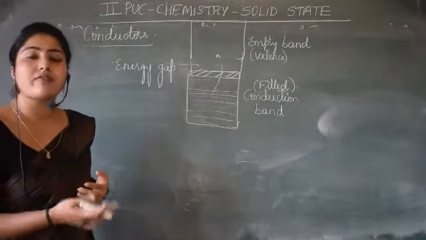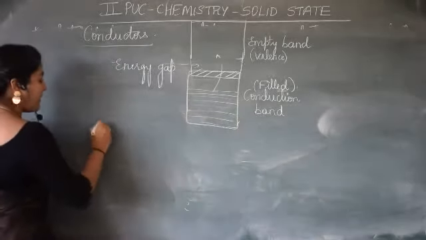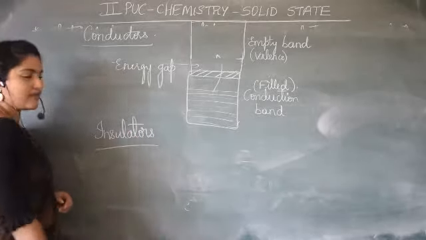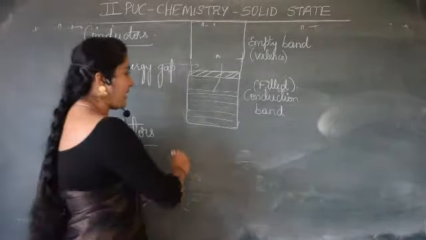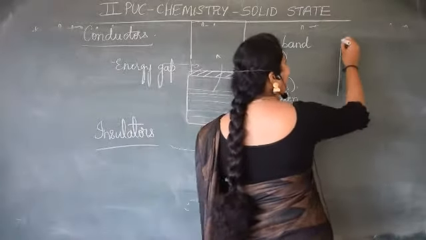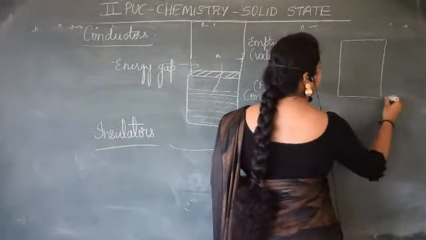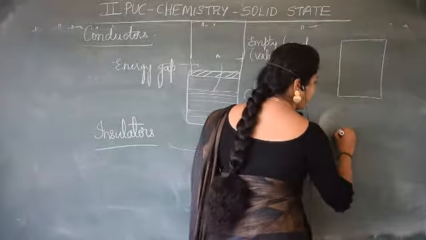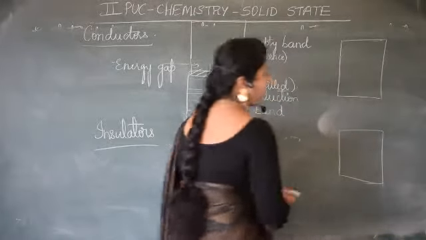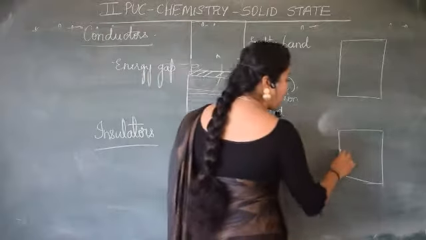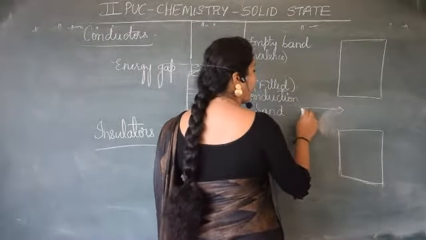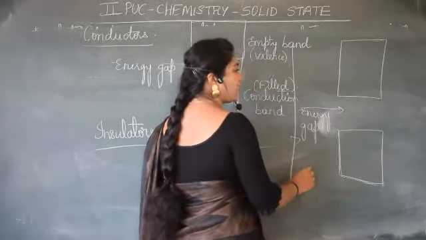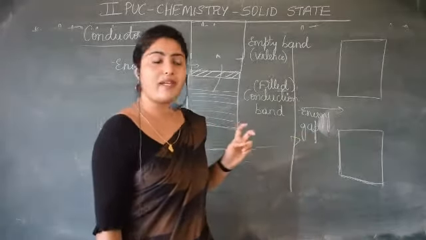Now let us see what it is for insulators. In the case of insulators, the energy gap will be very high. I'll just write it here for insulators. Suppose this is the valence band and this is the conduction band, there will be a large difference. The energy gap, or forbidden gap, will be more here.